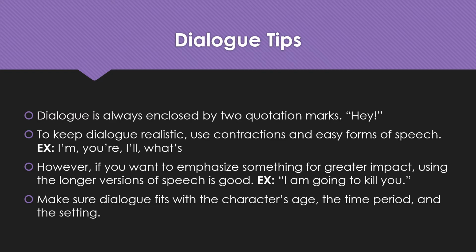We usually say I'm exhausted, not I am exhausted. However, if you want to emphasize something for greater impact, using the longer versions of speech is good. For example, I am going to kill you. With that example, it's more forceful and suspenseful and can bring out the character's anger even more, especially when paired with an action. Make sure dialogue fits with the character's age, the time period, and the setting.